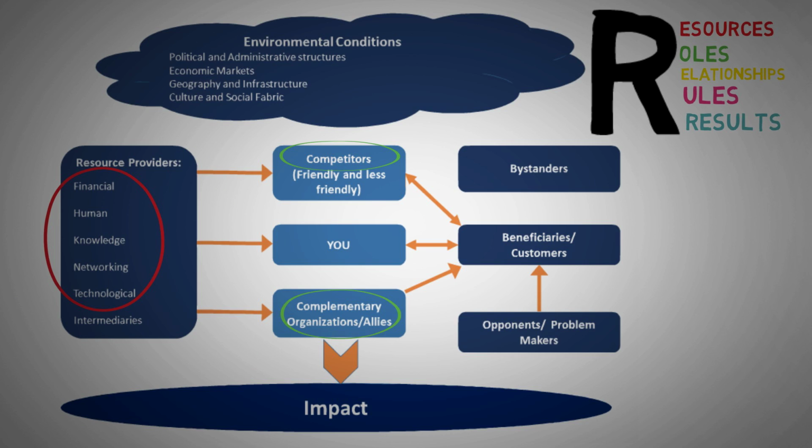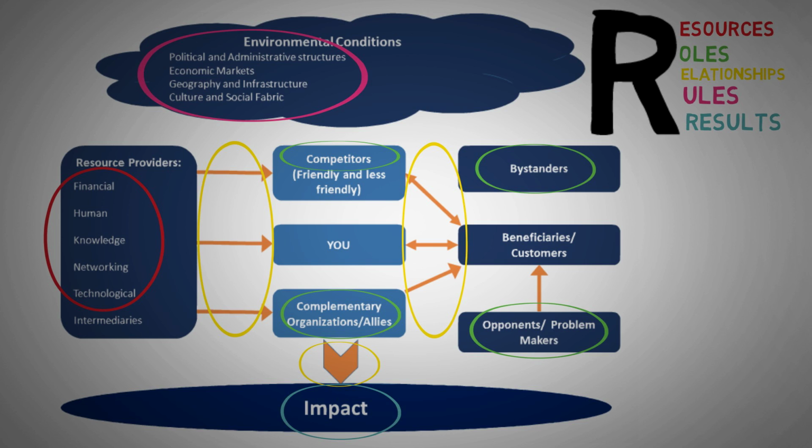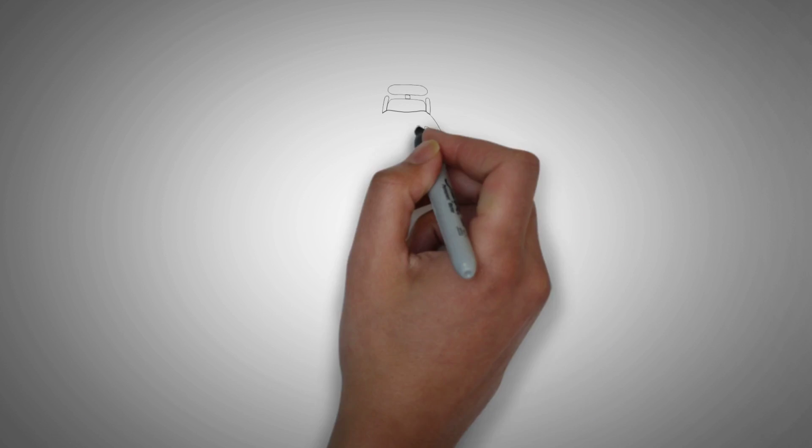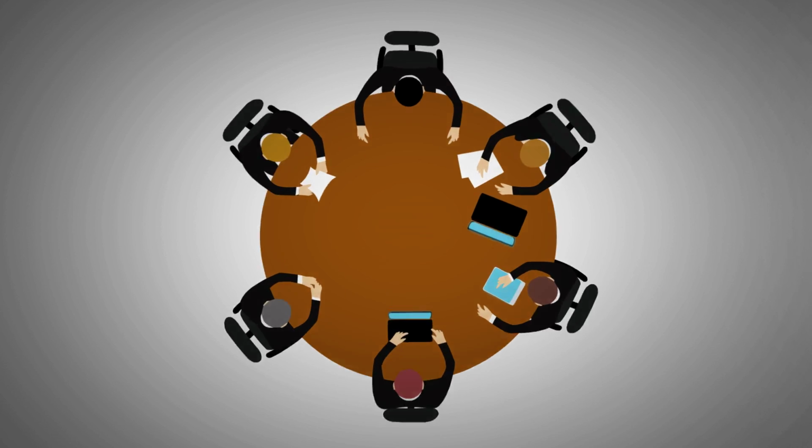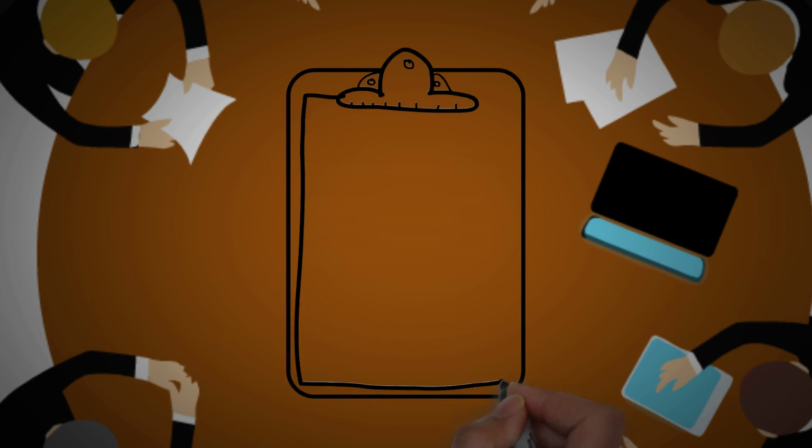It is an approach of making sense of local systems by focusing attention on resources, roles, relationships, rules, and results. Based on this approach, the participants have to answer the following research questions.